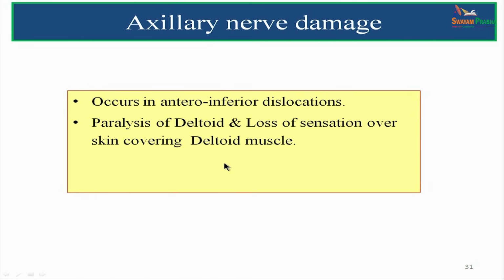Axillary nerve damage can occur in anteroinferior dislocation of the shoulder joint. The slipped head of the humerus can compress the structures in the axilla, namely the axillary nerve, due to which there will be a paralysis of the deltoid muscle and loss of sensation over the skin covering the deltoid muscle. So, once the axillary nerve is damaged, the deltoid muscle is also paralyzed, so abduction is not possible. At the same time, the patient loses sensation over the skin covering the deltoid region.